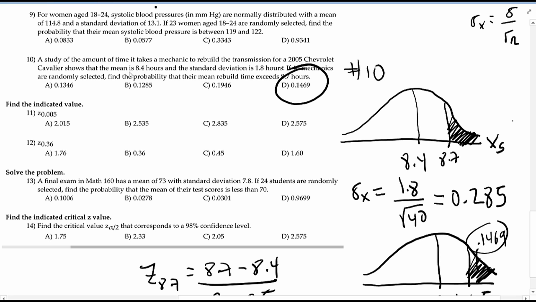Well, if we were to take a sample of 40 mechanics from this population of mechanics, the chances that the mean of that sample will be greater than 8.7 hours is 0.1469. Or another way of saying this is that only about 15% of the samples of 40 mechanics have a mean repair time greater than 8.7 hours.